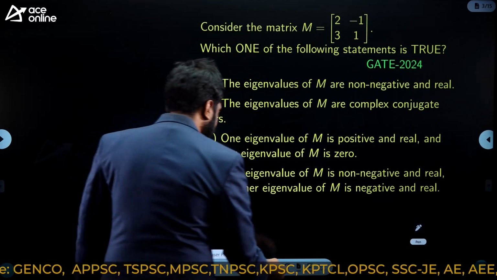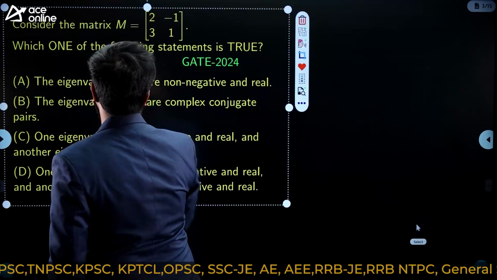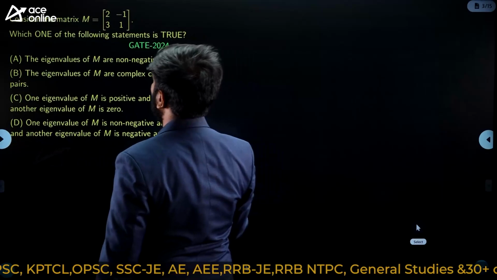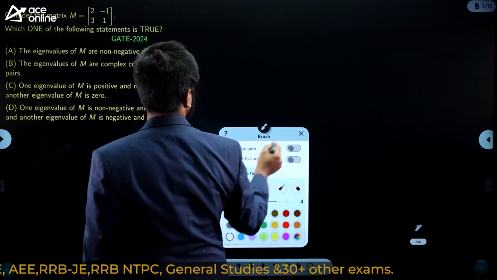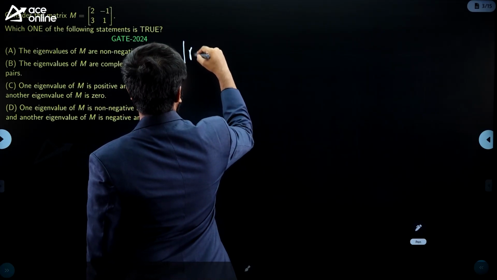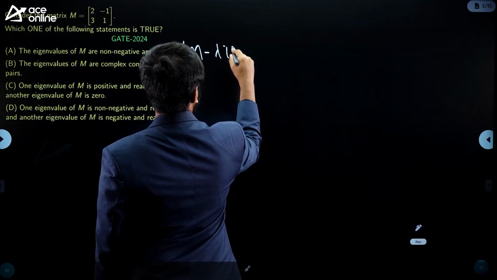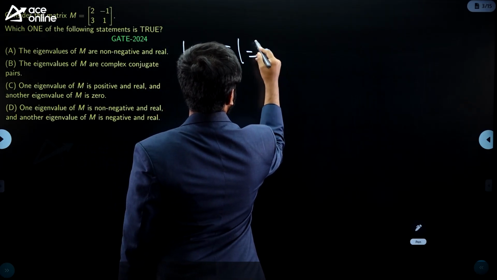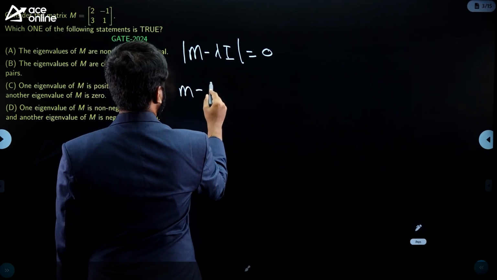To get the answer, what we should do is find the eigenvalues. If this is a matrix M, how do you find the eigenvalues? If you can find the eigenvalues, you can quickly comment about the answer. So this is the procedure. We write the characteristic equation, that is, determinant of M minus lambda I has to be equal to 0.